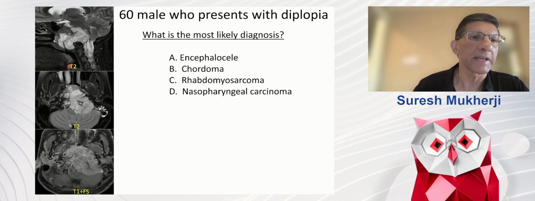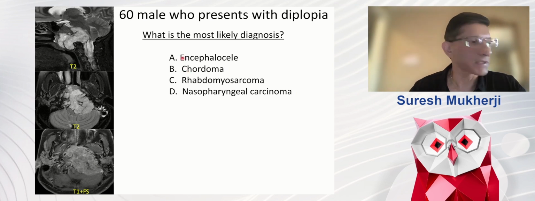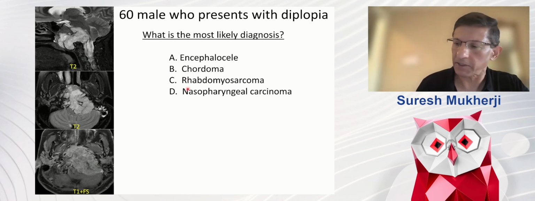So this is a T2 weighted image in the axial plane, and this is a T1 weighted image with fat suppression and with contrast. So this is a contrast enhanced T1 weighted image. The plus means right here with contrast. So what is the most likely diagnosis? Is this an encephalocele? Is it a chordoma? Is it a rhabdomyosarcoma? Or is this a nasopharyngeal carcinoma?